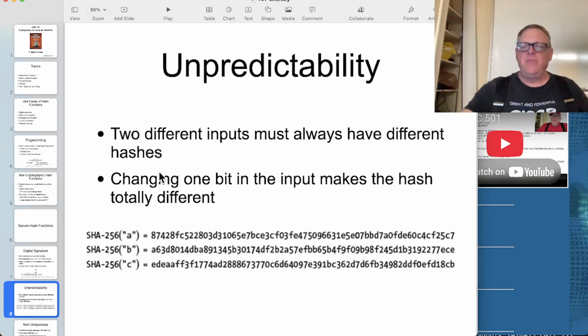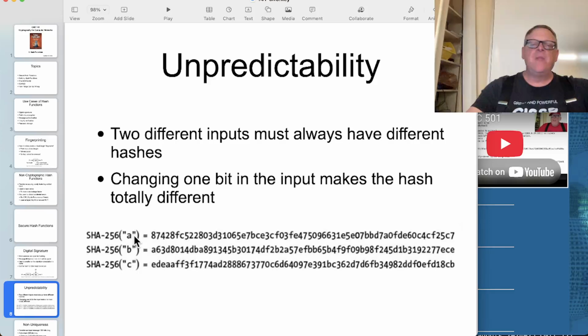So another thing you want is unpredictability. We talked about this before, confusion and diffusion. If you go from a lowercase a to a lowercase b, that's only changing 1 bit in the ASCII representation, maybe 1 or 2 more bits. And when you do that, SHA-256 changes all over the place. The whole thing changes a lot, even if you change 1 bit of the input.